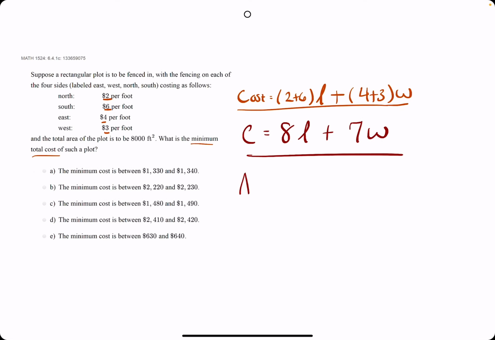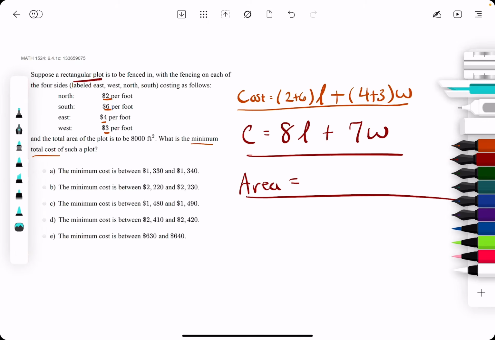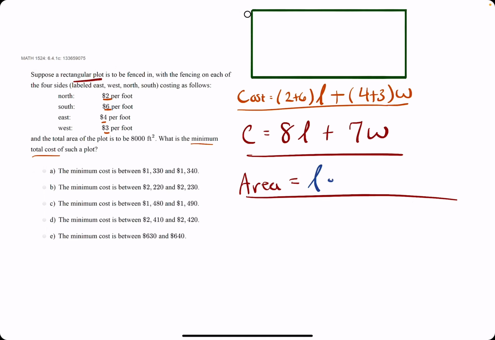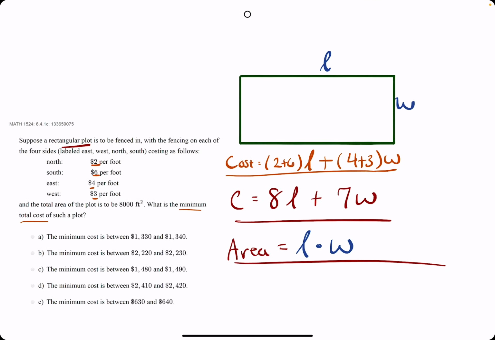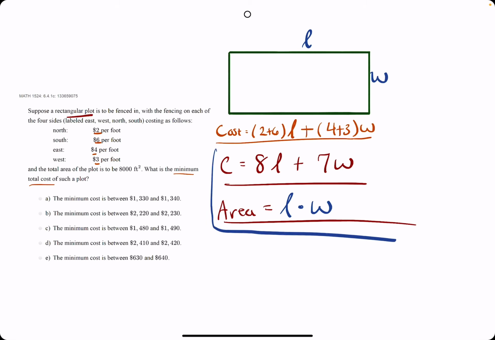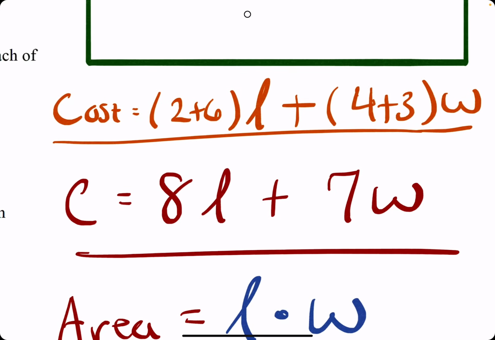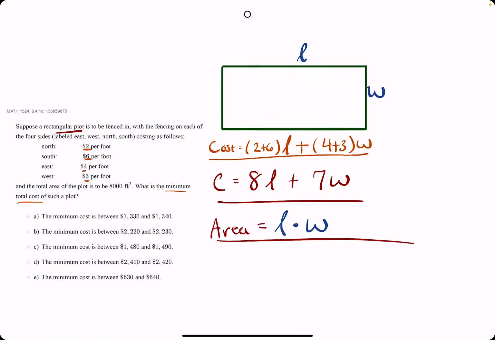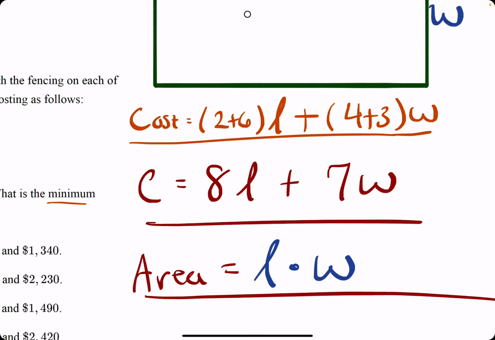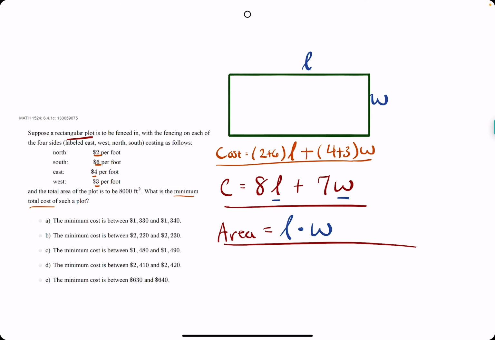We also need the equation for area. Well, we're always dealing with a rectangular plot, so the area of a rectangle is length times width. And so here we have cost and area in terms of length and width. But in order to find the minimum of cost like we need here, we need cost in one variable. We need it in terms of not L and W, but just, say, W. How do we do that? We need to replace L with something in terms of W.